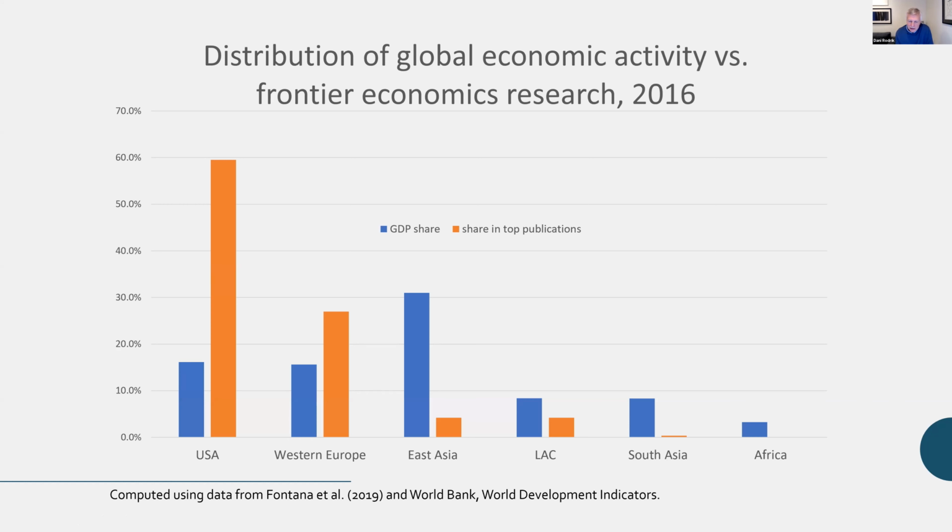And what's interesting here is, it's not surprising that the richer countries, the US and Western Europe, have the bulk of the publications in the top journals. But what's interesting to me is how skewed the distribution of published articles in the top journals of the profession is, even when you take into account the differences in economic activity. So America and Western Europe are significantly overrepresented in the top journals.